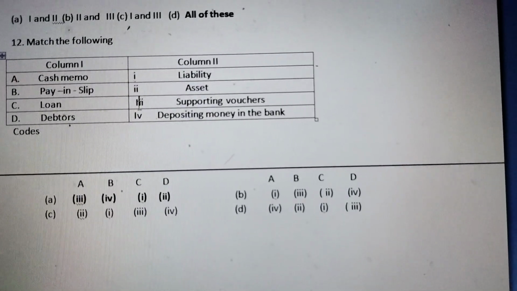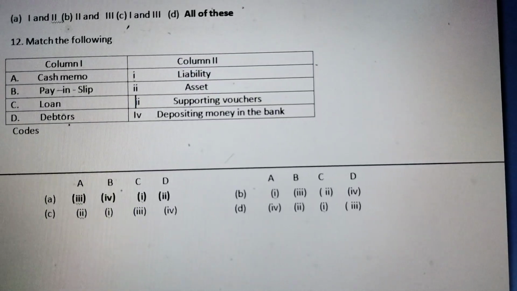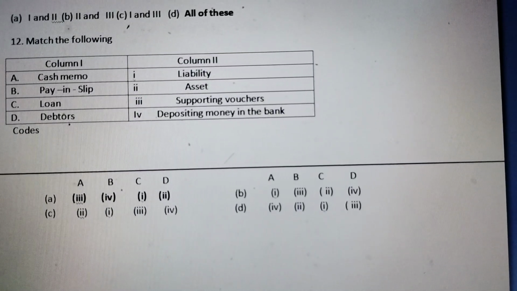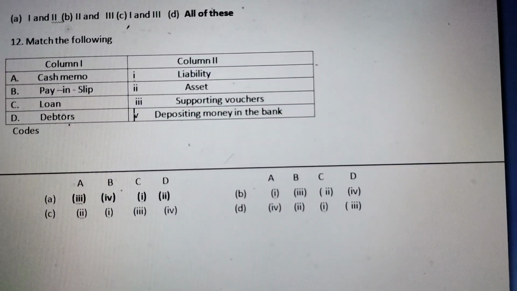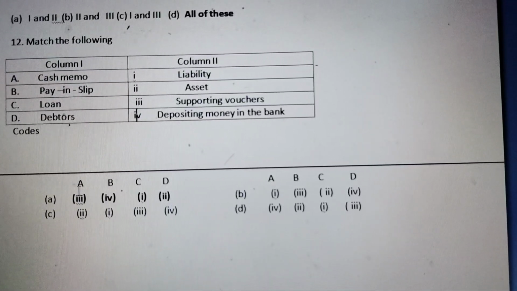This should not be the capital letter. This should be the small letter, and likewise this is also not the capital letter. This should be the small letter. Okay, cash memo, it is a supporting voucher. So for A, it is code 3. Where is code 3?